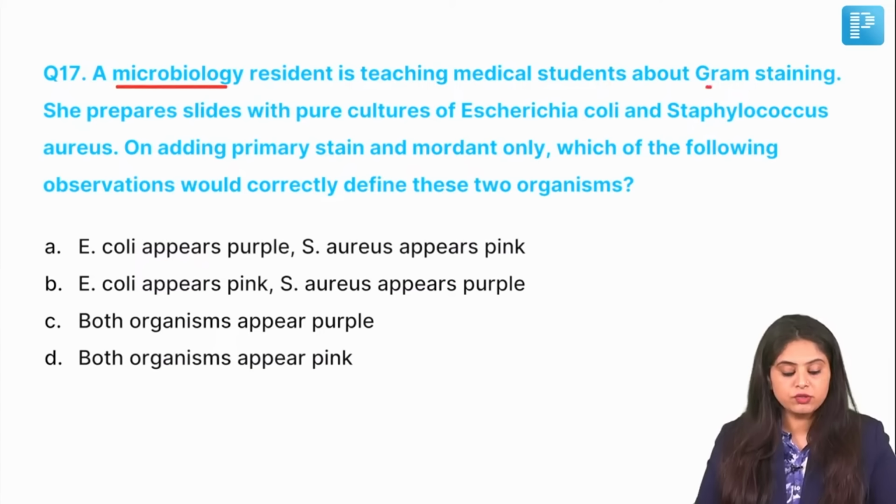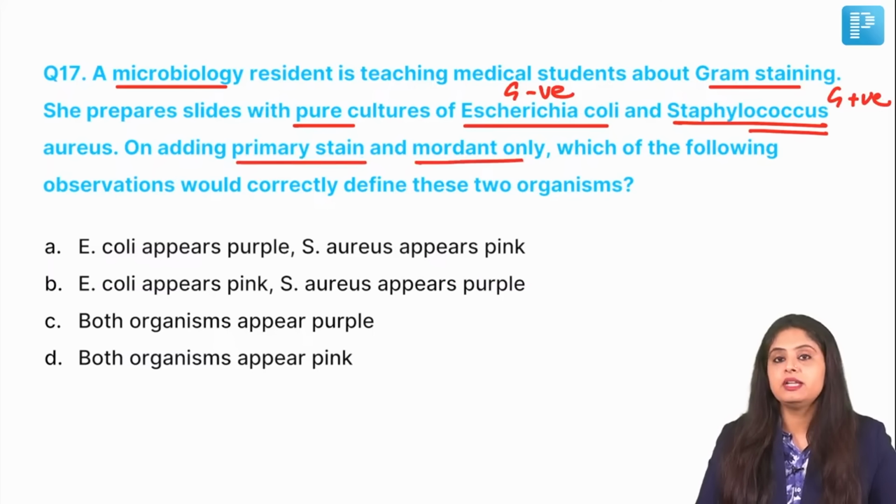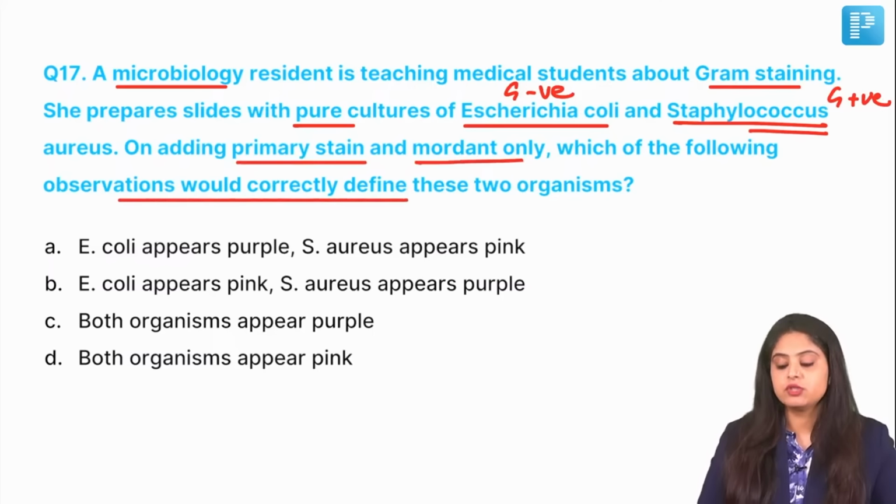A microbiology resident wants to do gram staining, and prepares pure cultures of Escherichia coli, which is gram negative, and Staphylococcus aureus, gram positive. On adding the primary stain and mordant only, which of the following observations would correctly define this?